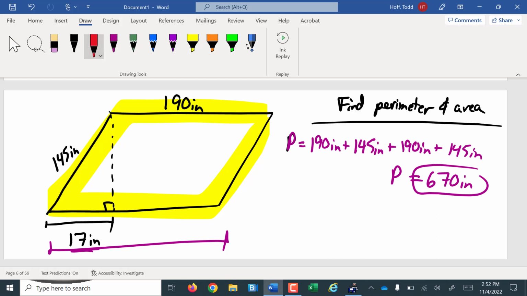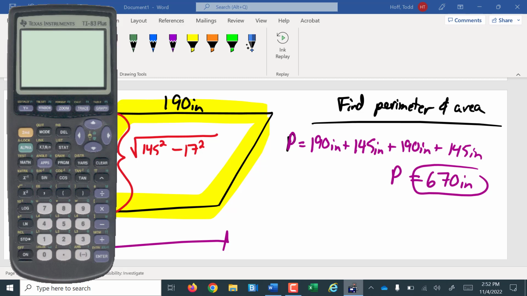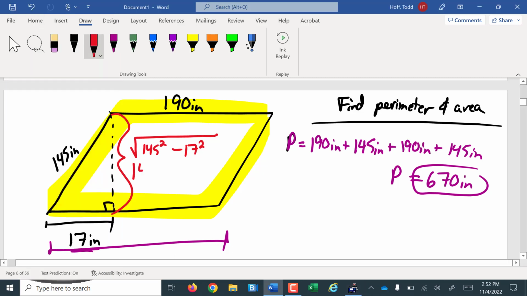For area, we need to know a height. How are we going to find that height? Yes, the square root of 145 squared minus 17 squared, giving us 144. So how do we find the area then?